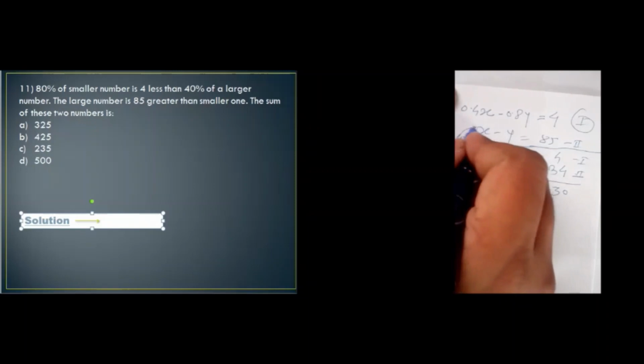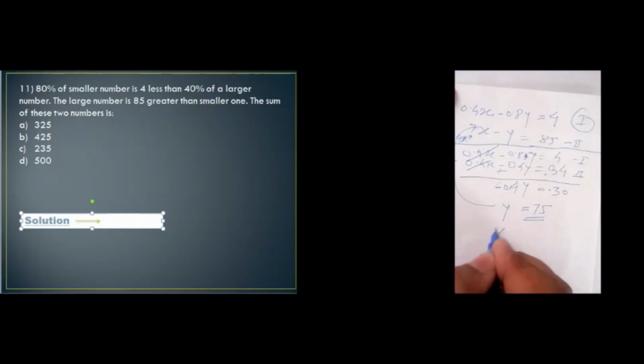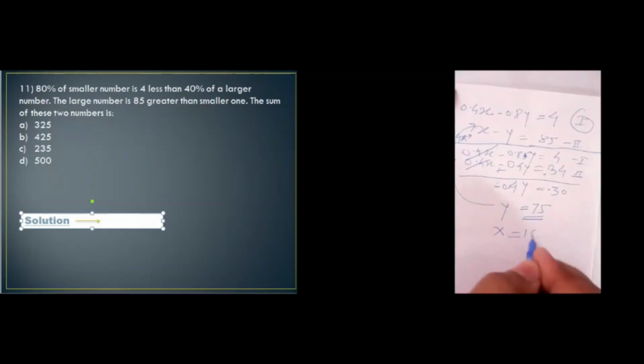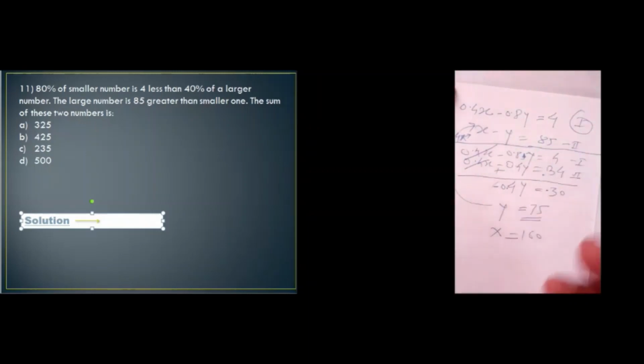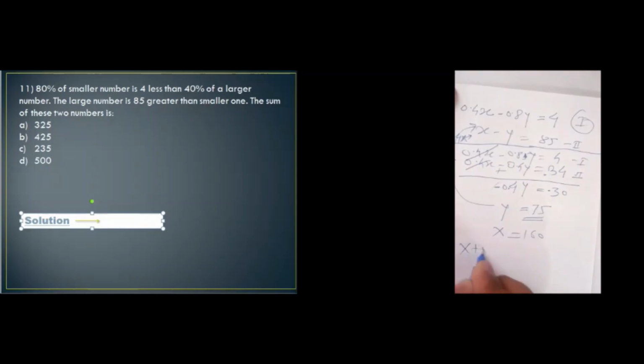If you put y equal to 75 in this equation, you will get x equal to 160. You can check here also, 160 minus 75 is going to be 85. We have been asked the addition of x and y, so 160 plus 75 is going to be 235. So 235 is the required answer, and option C is the correct option.